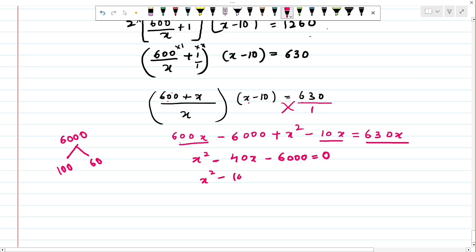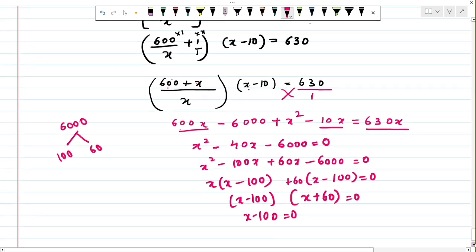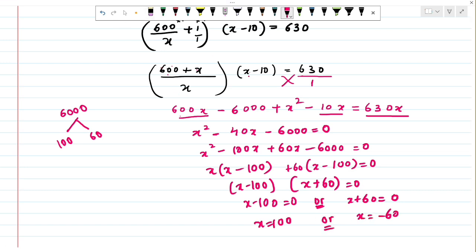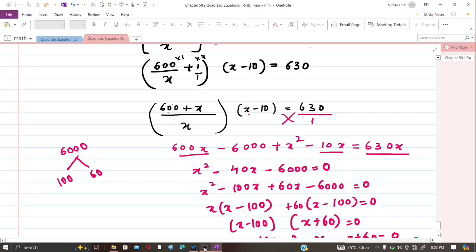So x square minus 100x plus 60x minus 6000 is equal to 0. So I'll take the common as x minus 100, and here also I'll write x minus 100. So this is plus 60, which is equal to 0. So x minus 100 and x plus 60 is equal to 0. So I'll equate x minus 100 equal to 0, or x plus 60 is equal to 0. So I'll get x is equal to 100 or x is equal to minus 60. So these are the two solutions for x for the given question, that is, x is equal to 100 and x is equal to minus 60. So I hope this is clear for everyone. So next we will meet in the next video.